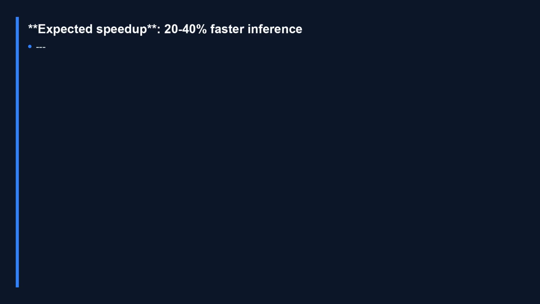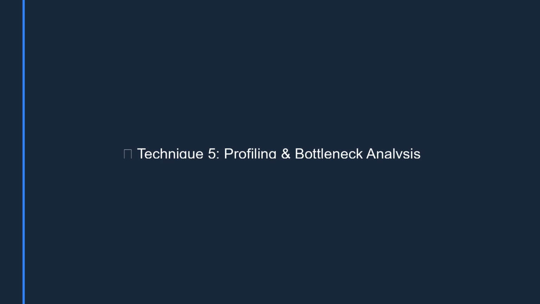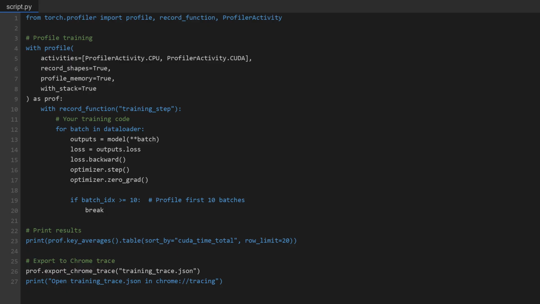The exact improvement depends on model architecture and sequence length. Attention-heavy models tend to benefit more because there's more opportunity for kernel fusion in the attention computation. Technique 5. Profiling and bottleneck analysis. Optimization without profiling is guesswork.